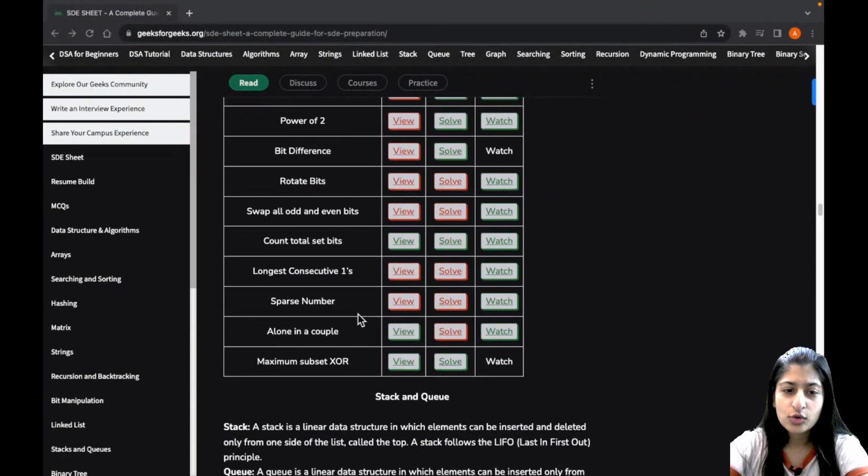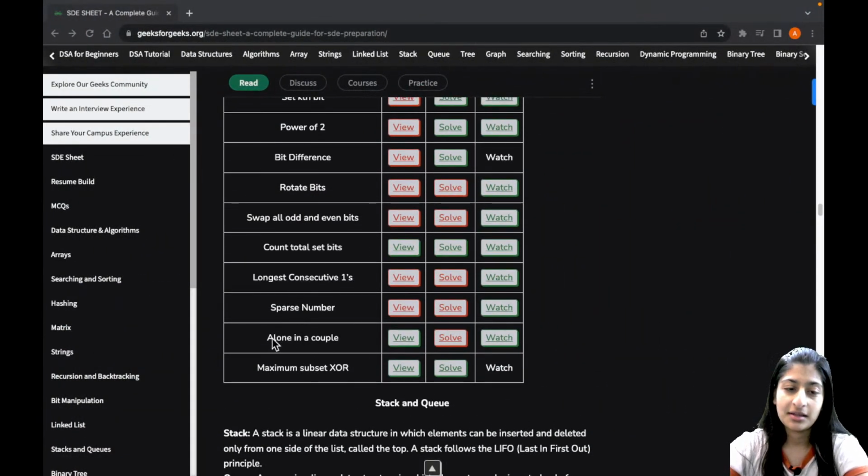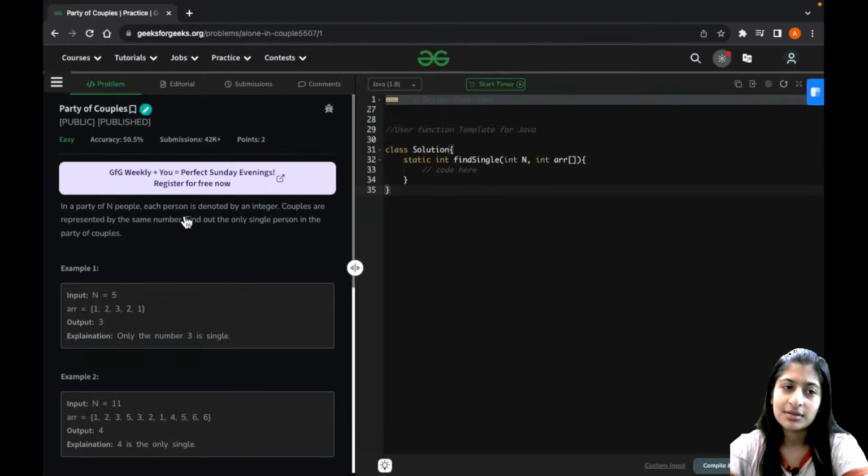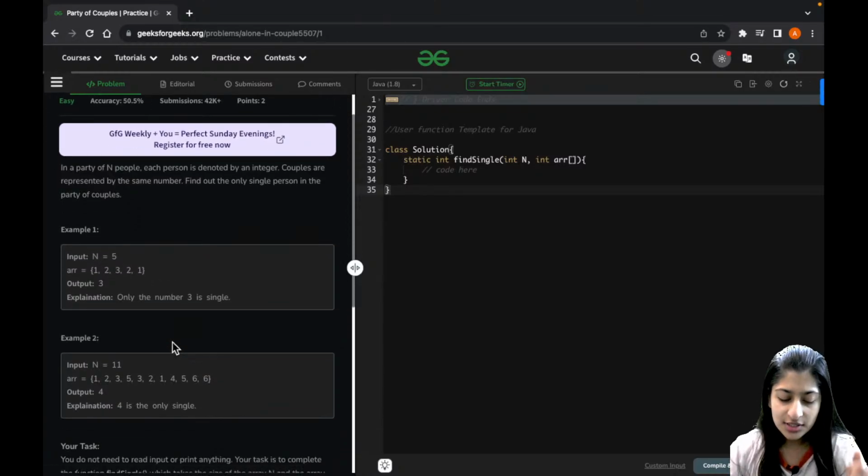So we are almost at the second last problem from your SDE sheet in bit manipulation, which is Alone in a Couple. So let's see what your problem statement is. This is also a very easy question of bits. This question can obviously be done in the brute force approach, but we will take it up using bits so that you can understand how we are utilizing bit masking here.